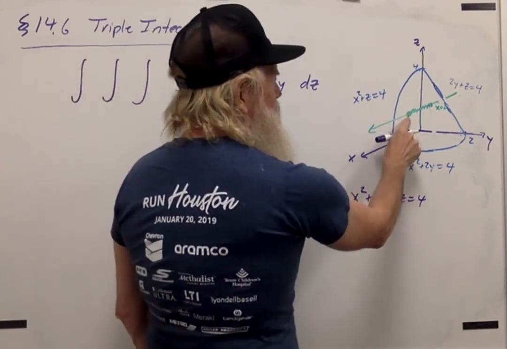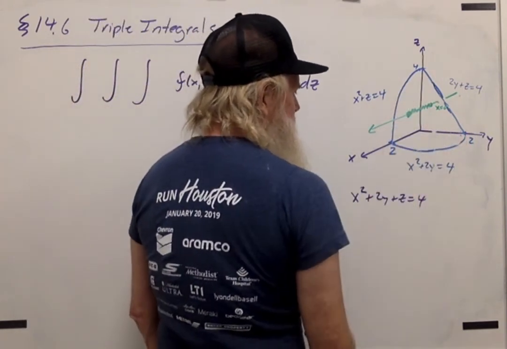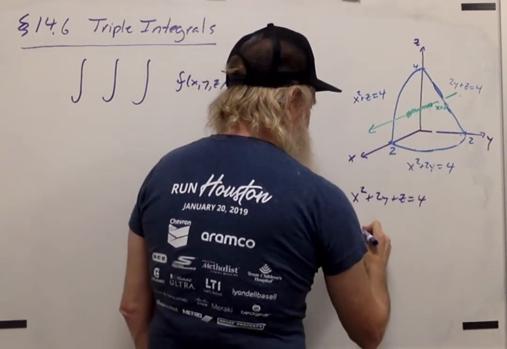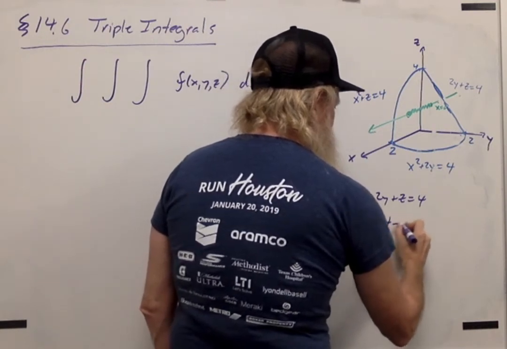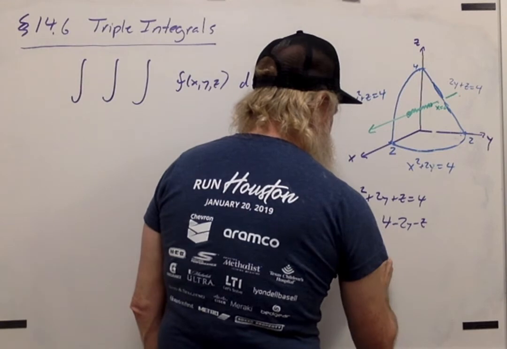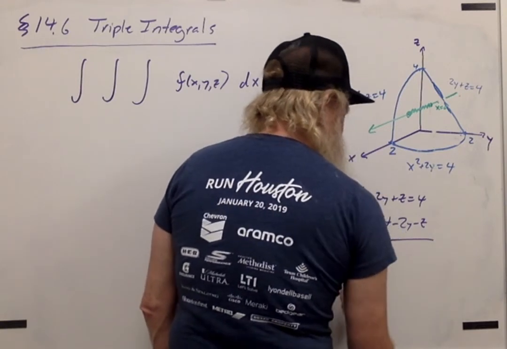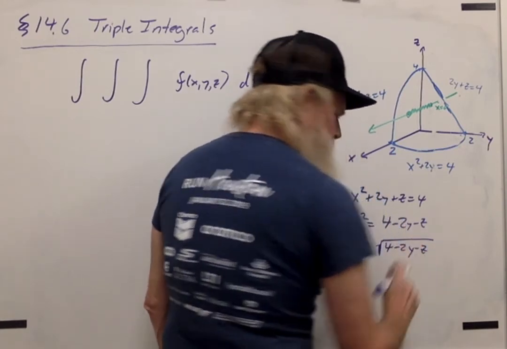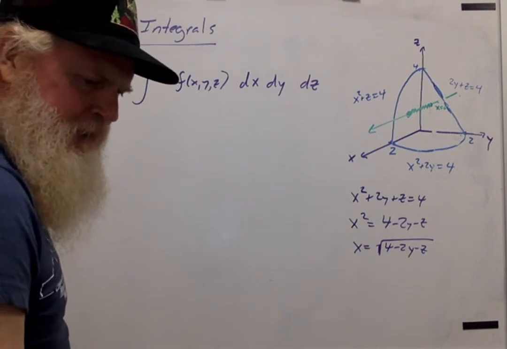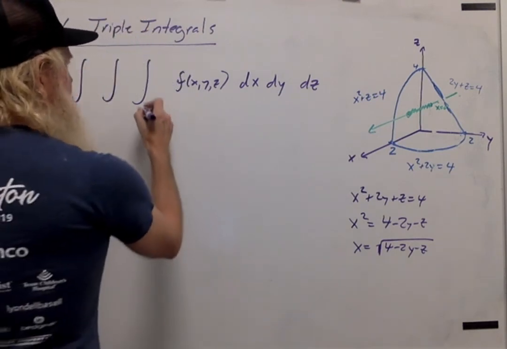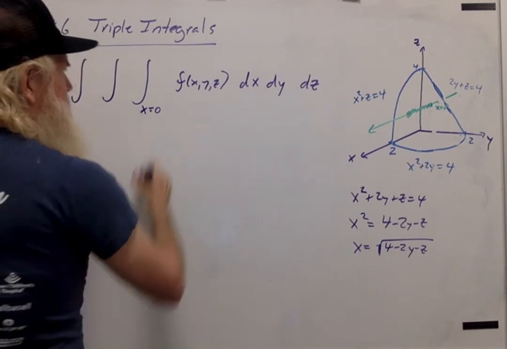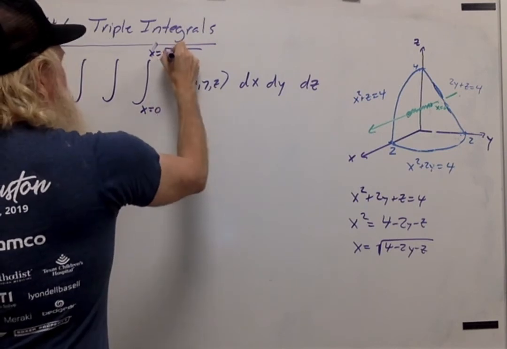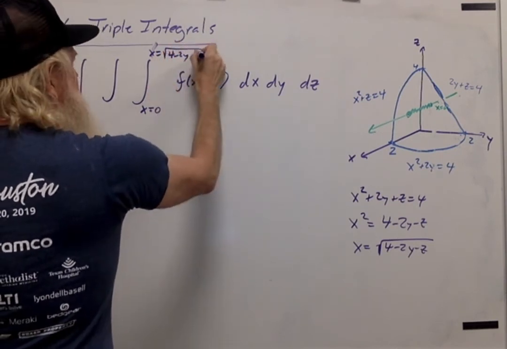Now, since I'm thinking about this surface as being a graph over the yz plane, I need to solve for x so that I can write the surface in the form x equals. So x squared equals 4 minus 2y minus z. And as before, I'm going to take the positive square root to get the portion which is in the first octant. So my lower bound for x is going to be x equals 0. And my upper bound for x is going to be x equals the square root of 4 minus 2y minus z.